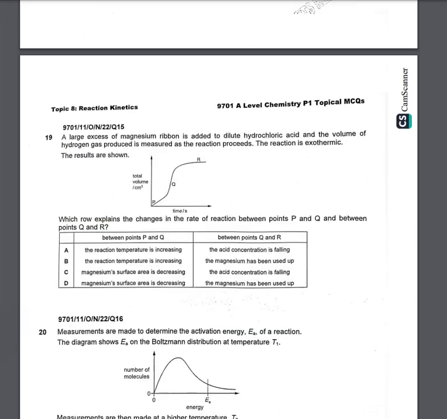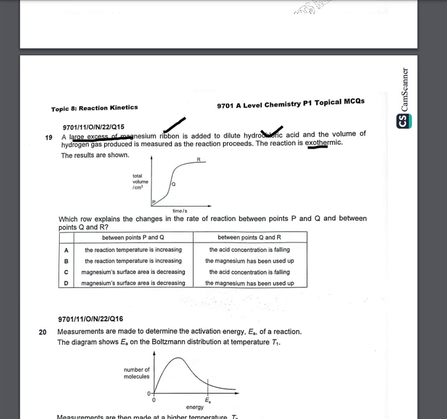Alright, so 19 appears to be a new question. A large excess of magnesium ribbon is added to dilute HCl, so magnesium is in excess, and a volume of hydrogen gas produced is measured as the reaction proceeds. The reaction is exothermic. The results are shown. Which row explains the changes in rate of reaction between points P and Q and between Q and R?